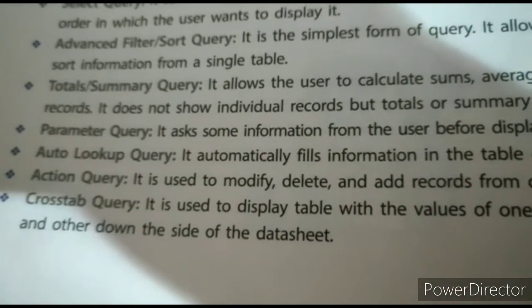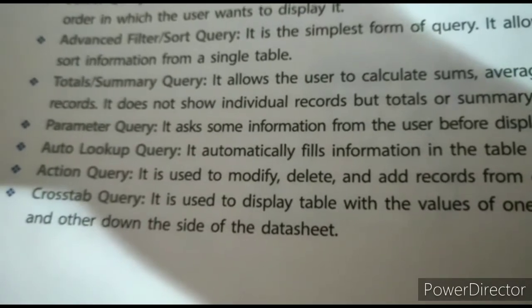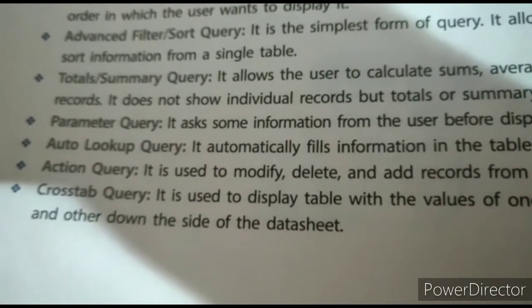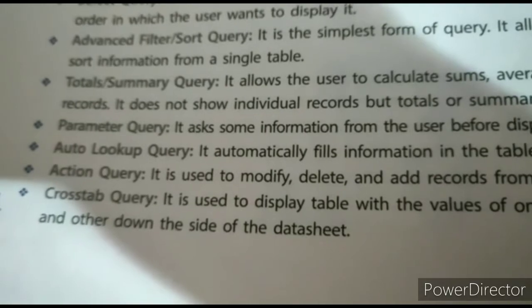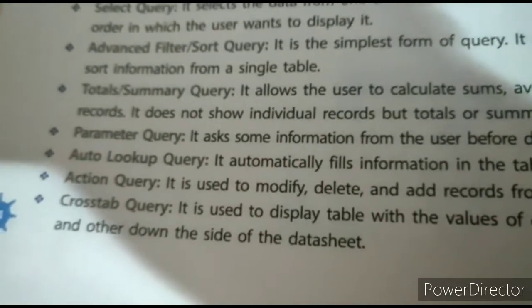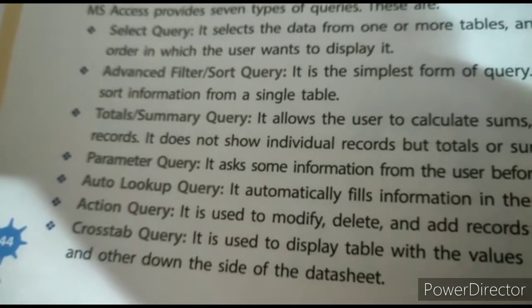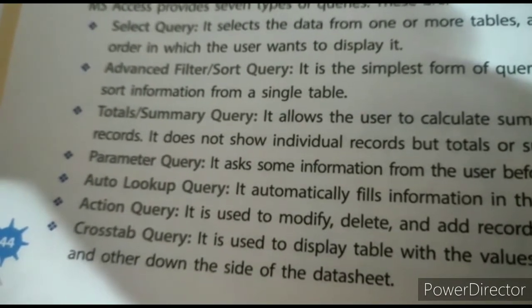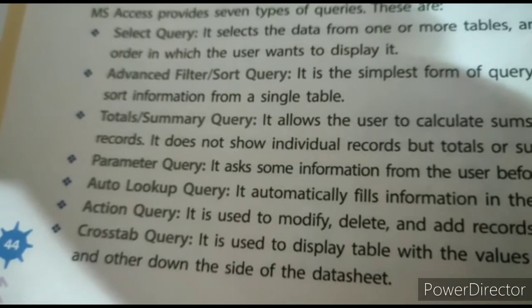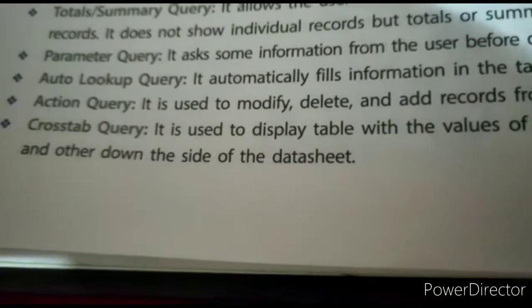The third one is the total or summary query. In this, the user can calculate sum or average, but it does not show individual records, but the summary of the records, means finding the total number of records in a query.